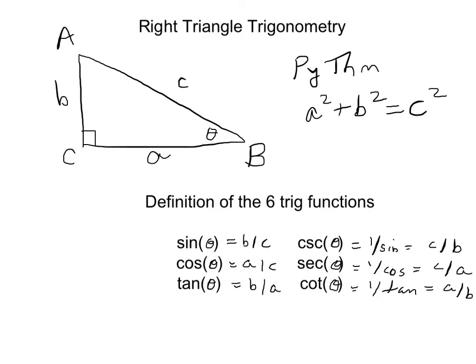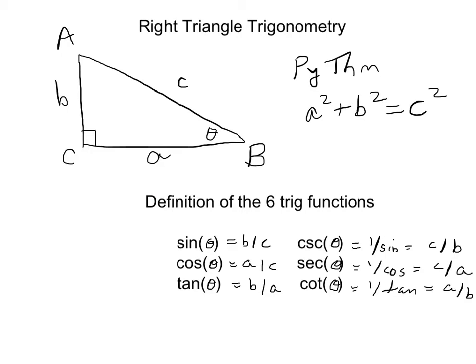So here we have the 6 trig functions defined. Sine is going to be the quotient of b over c, cosine a over c, tan is b over a. These are all for this angle right here, theta. Cosecant is just 1 over sine, so it's c over b, and similarly secant is 1 over cosine, and cotan is 1 over tan. And those are the ratios of the sides that define the 6 trig functions. That's the big deal. Not too hard, is it?